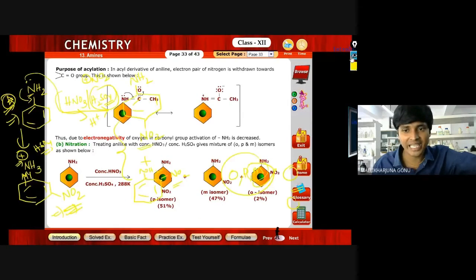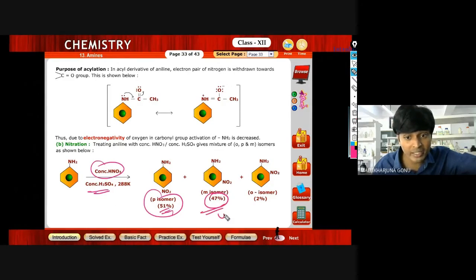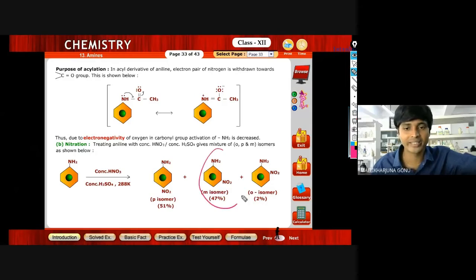So you can see here how much you are getting. So major you are getting the para, still 51% in the presence of concentrated HNO3 and H2SO4. You get 51. Meta percent also you are getting 47%. So here para and meta is major, क्योंकि salts बन रहा है. Ortho 2%. Only ortho you are getting 2%. So this is the important thing here. So you are getting the major one.